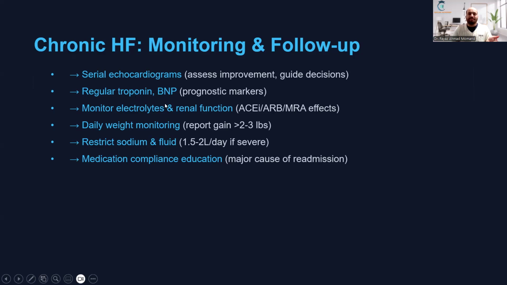Regularly, we check troponin and BNP. They are good prognostic markers. Troponins, sometimes with heart failure, patients have shortness of breath and they may not think that their new shortness of breath or worsening of shortness of breath is due to an acute STEMI, and that's why we are going to do troponins and BNP on a regular basis. Electrolytes and renal function should be monitored because medications that we use for heart failure, ACE inhibitors, ARBs, MRAs, can cause hyperkalemia, hypokalemia, hyponatremia, etc.